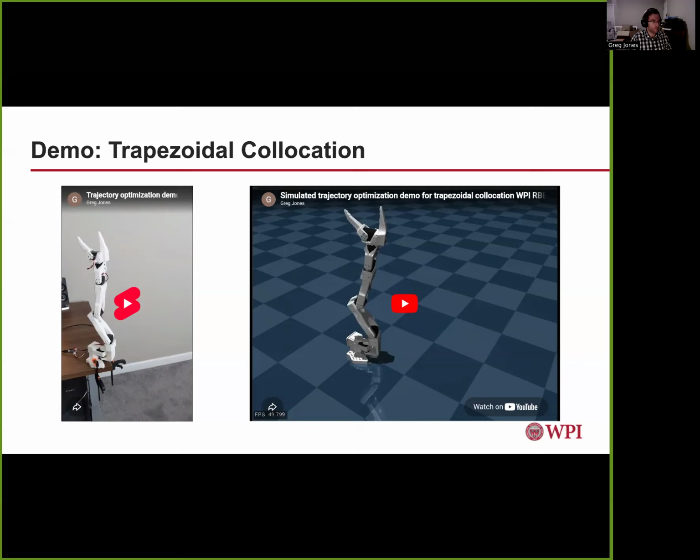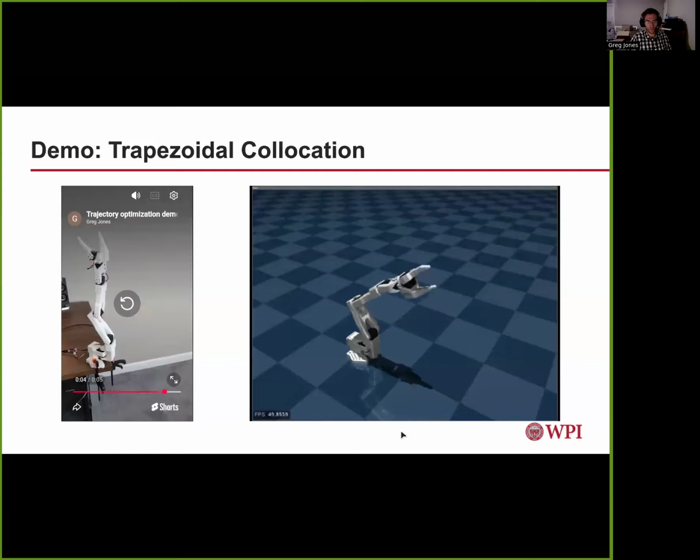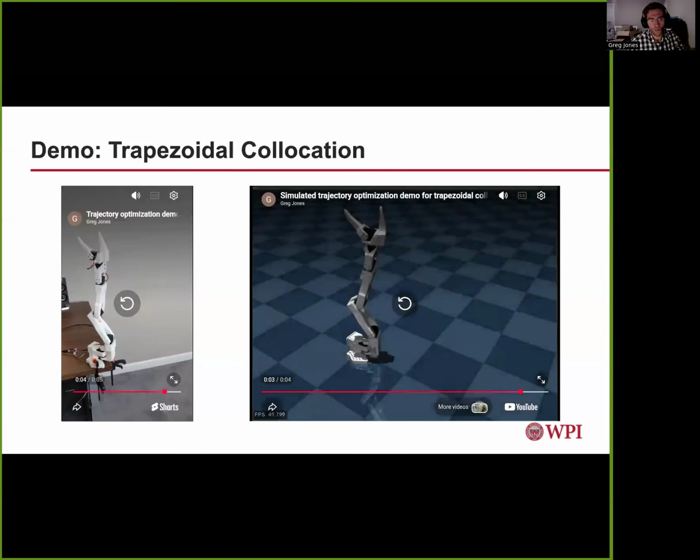And then demo-wise, you can see the robot actually, intuitively, lifting up during the middle section of the motion, which is where the servos wouldn't need to apply as much torque. So that checks out.